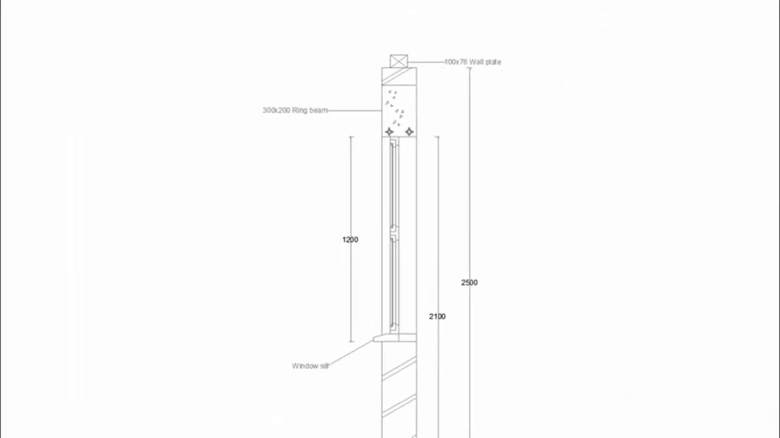Now on top of our 2500 millimeters height, we can have our wall plate. And the wall plate is also not given, that's an assumption. We shall have it as 100 by 75, supposed to be 75, but here it's been given as 76. I think that's a typographical error.